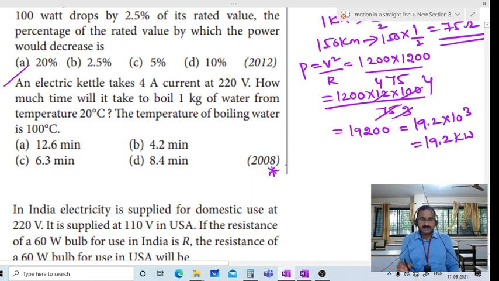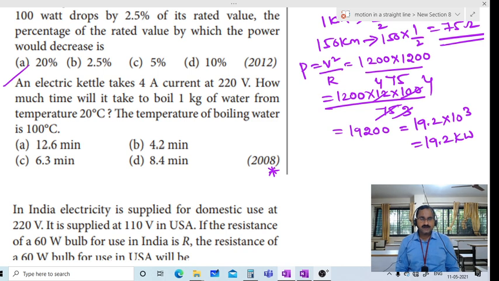An electric kettle takes 4 ampere current at 220 volt. How much time will it take to boil 1 kg of water from a temperature of 20 degrees Celsius? The temperature of boiling water is 100 degrees Celsius. So now we are focusing on the time. Current is given, voltage is given, and mass and temperature difference are also given. So what can we do here?